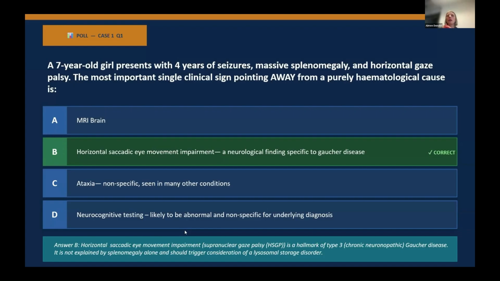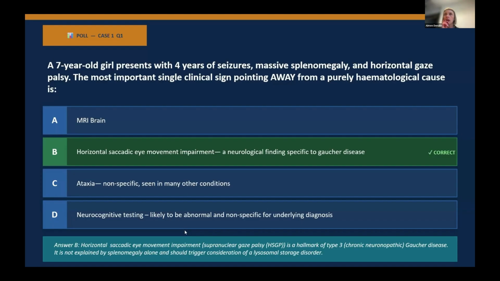The thing that takes you away, that's going to be more definitive and specific about neuronopathic Gaucher disease, are these saccadic eye movements. You could do a brain scan, but it's not going to give you a specific answer. You may see some abnormalities, you may not, but it's not going to help you with your diagnosis. Again, examining for ataxia, you may find it, but it doesn't tell you that this is most likely to be neuronopathic Gaucher disease. And again, the same with your cognitive testing. It confirms some of your findings, but it doesn't give you a clue to diagnosis.